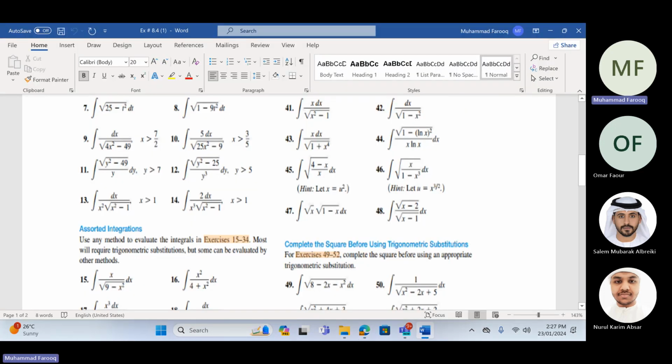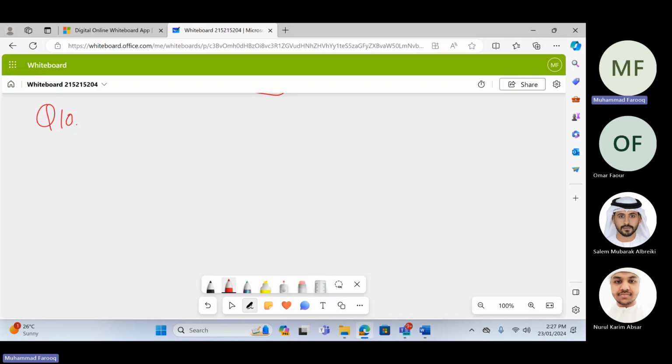So now we go to number 10. Integrate 5 times x dx, divided by the square root of 25x squared minus 9, and your x is greater than 3 over 5. Okay.